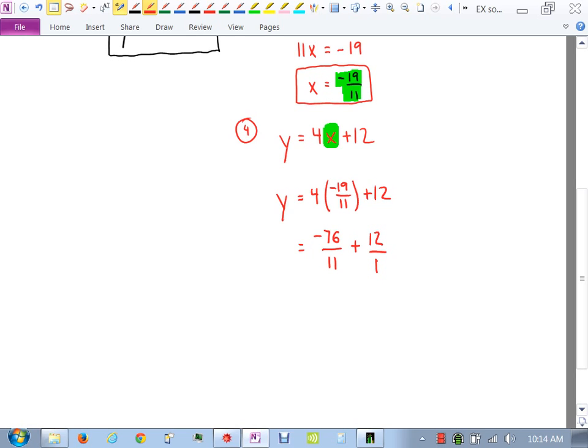Now I need a common denominator. So I need to multiply 11 on top and bottom on that 12 over 1. What is 12 times 11? That's 132? Okay, so 132 over 11. And now you're taking negative 76, you're adding 132, so 56. 56 over 11.